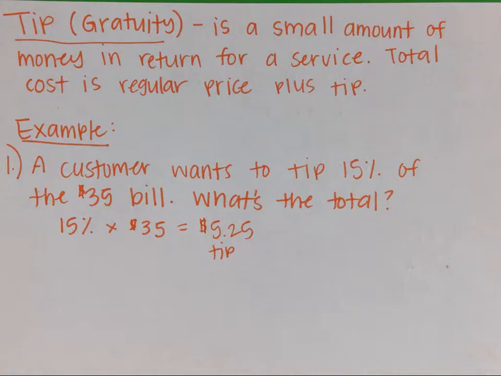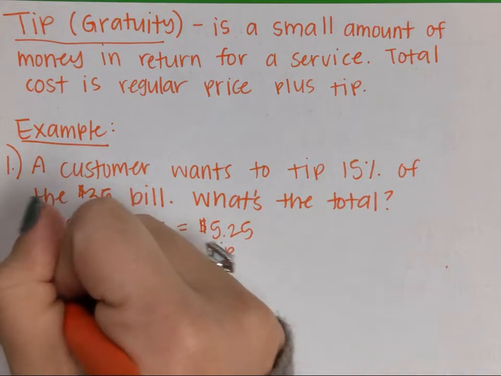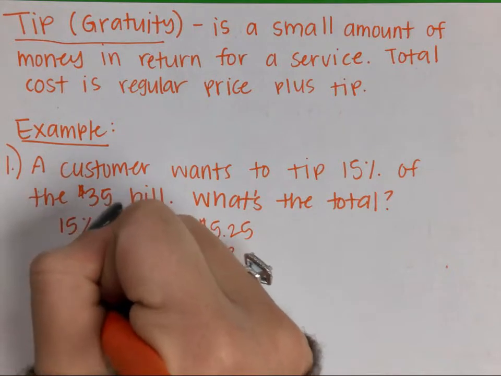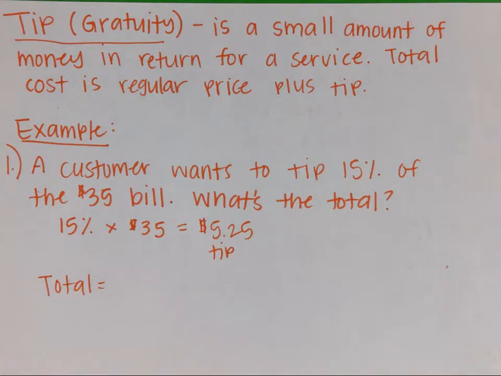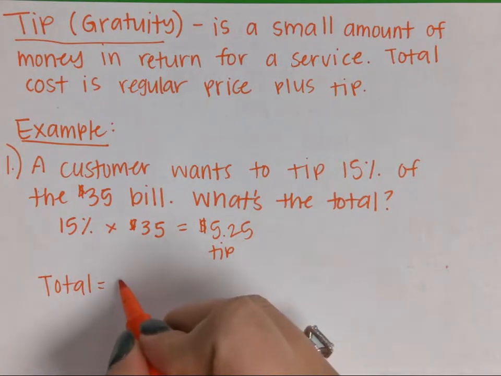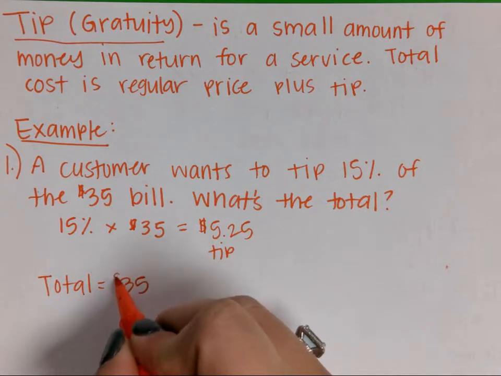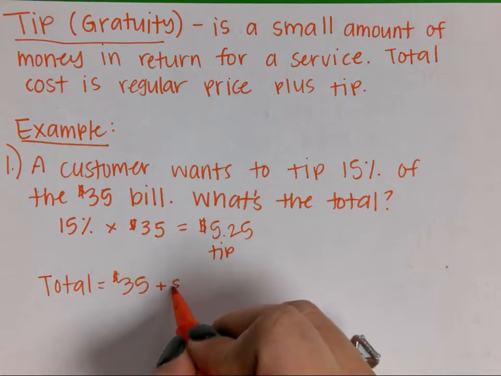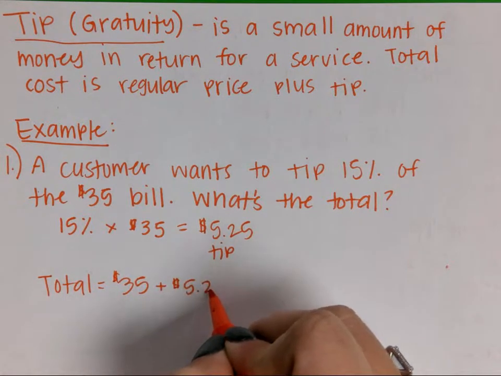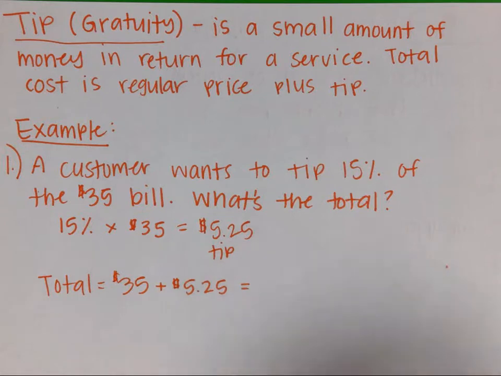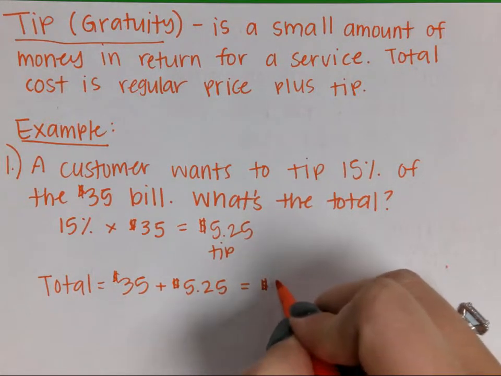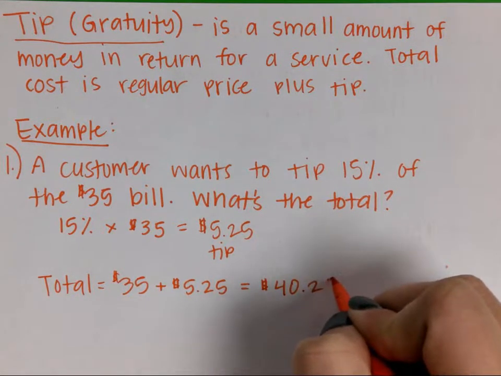But now I need to find out how much I'm actually paying in total. So how do you think I'm going to find that? I'm going to add the two together. So the original, which is $35, plus the tip, which is $5.25. Good. That gives me a total of $40.25.